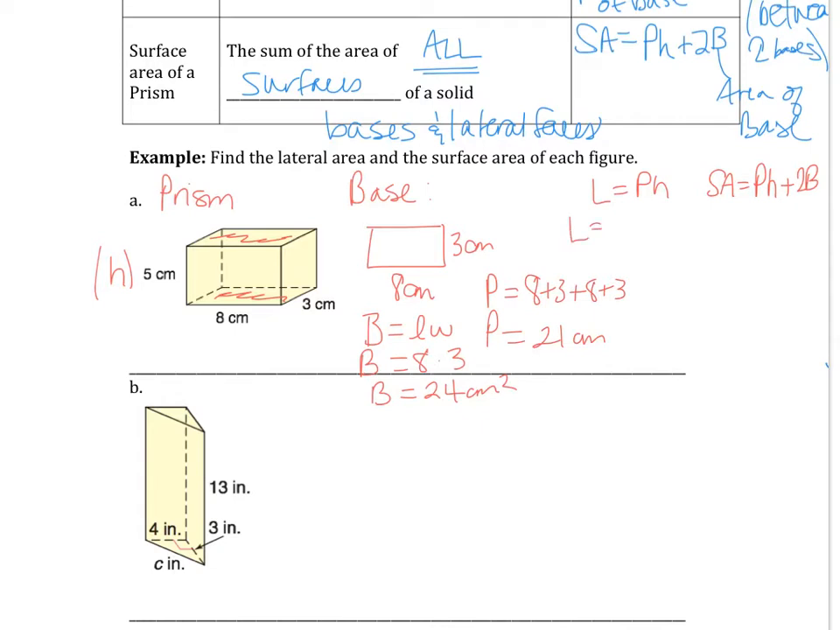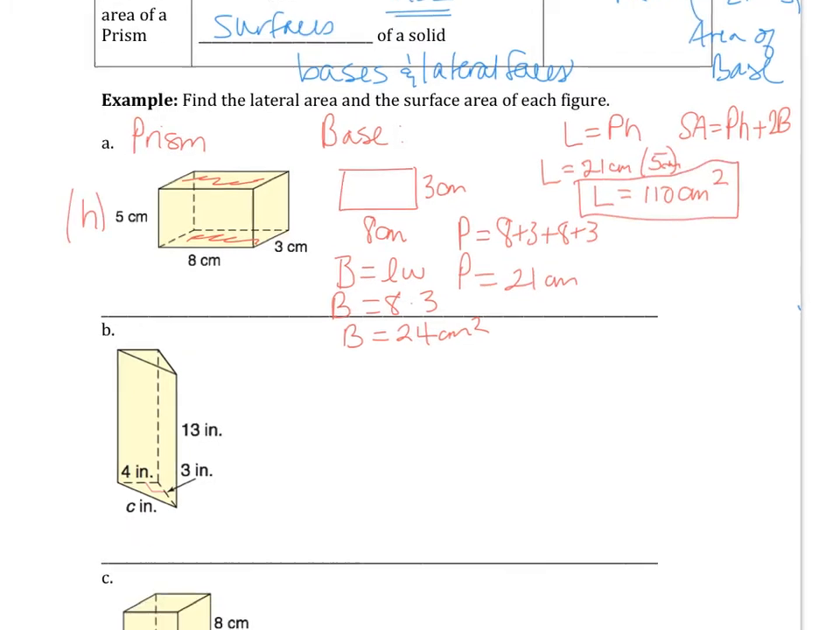So lateral area equals my perimeter, 22 centimeters, times my height, which is 5 centimeters. So my lateral area equals 110 centimeters squared. Area is always squared.